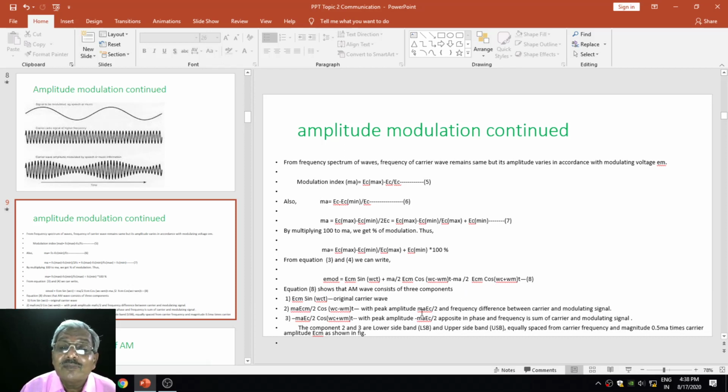The third term is minus MA upon 2 into ECM cos of (omega c plus omega m) into t. This term has a peak amplitude of minus MA into EC by 2, which is opposite in phase, whereas the frequency is the sum of carrier frequency and modulating frequency. Look here: this represents a decrease in frequency, and here an increase in frequency, due to phase change.